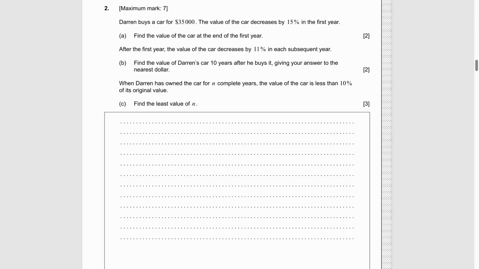Question 2. A car is valued at $35,000 and its value decreased by 15% in the first year. So, at the end of the first year, the value of the car is 35,000 times (1 minus 15%). After the first year, the car continues to decrease by 11% every year.